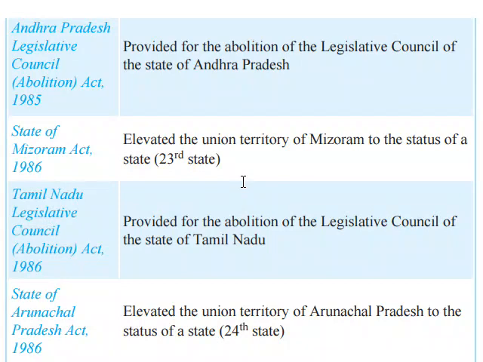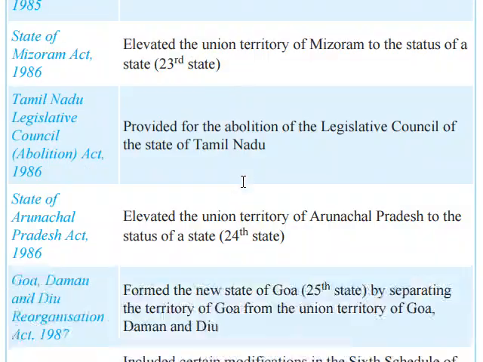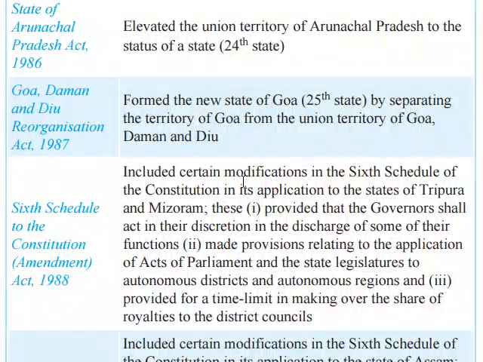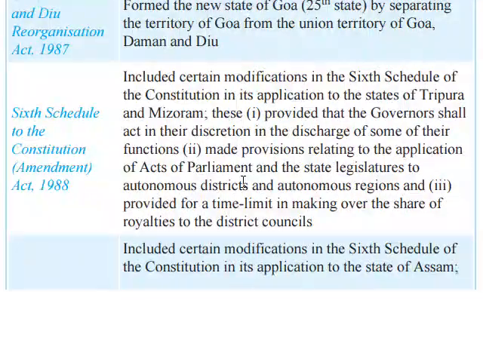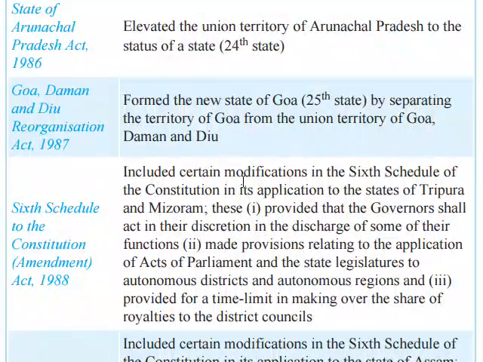23rd state. Tamil Nadu Legislative Council Abolition Act 1986 provided for the abolition of the Legislative Council of the state of Tamil Nadu. State of Arunachal Pradesh Act 1986 elevated the Union Territory of Arunachal Pradesh to the status of a state. 24th state. Goa, Daman and Diu Reorganization Act 1987 formed the new state of Goa, the 25th state, by separating the territory of Goa from the Union Territory of Goa, Daman and Diu.